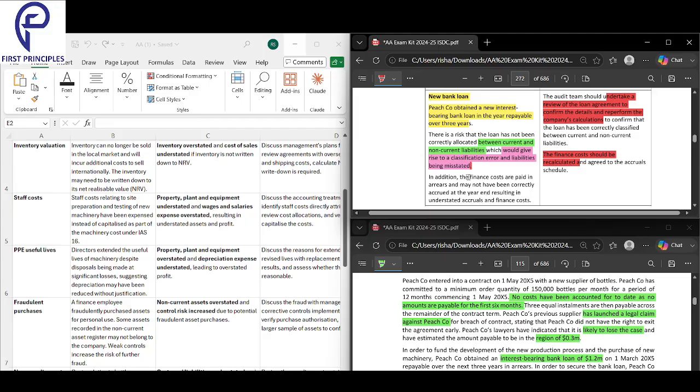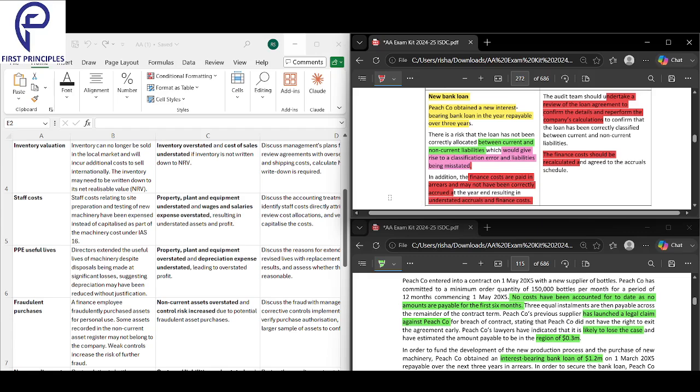The second risk is that the finance cost paid in arrears may not have been correctly accrued. Finance costs that are paid in arrears, meaning paid later, may not have been calculated and accrued correctly. Arrears means you pay it later. So this results in understated accruals and finance cost.